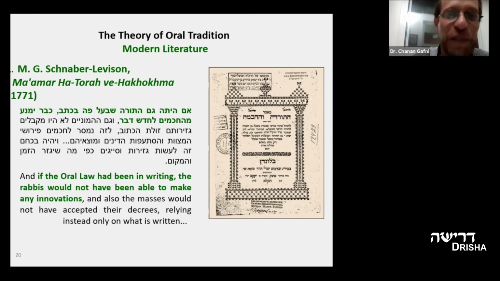180 degrees different than what we saw in medieval literature. He's the first person who comes up with this idea, and right afterwards it becomes the prevailing understanding of oral law from here on. The Jewish scholar that perhaps made this more famous or more popular is Schnabel Levisohn's close friend. They were born together and lived together for several years in Berlin.